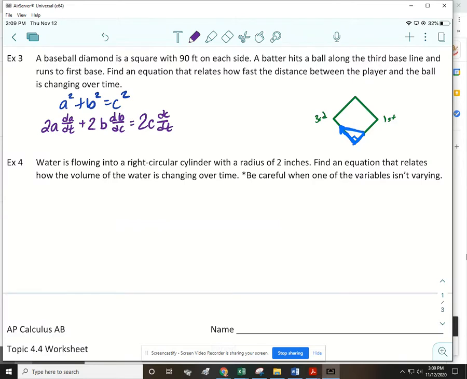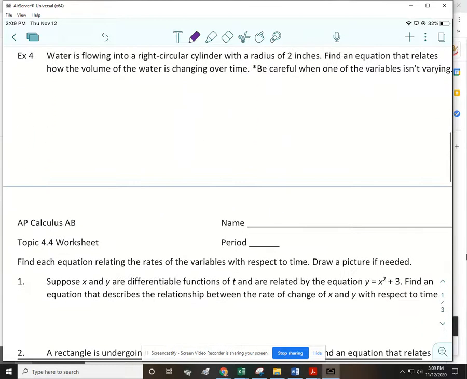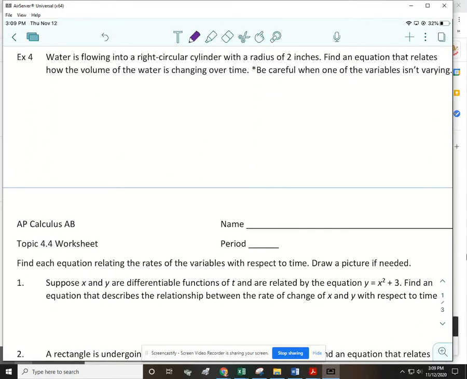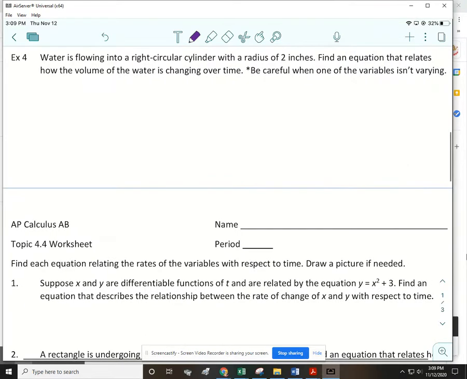All right, one last question, and this one is a little different. Water is flowing into a right circular cylinder with a radius of 2 inches. We're going to find the equation that relates how the volume of water is changing over time. Now, I put a note to be careful when one of the variables isn't varying.